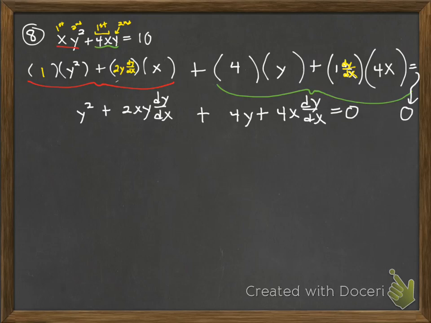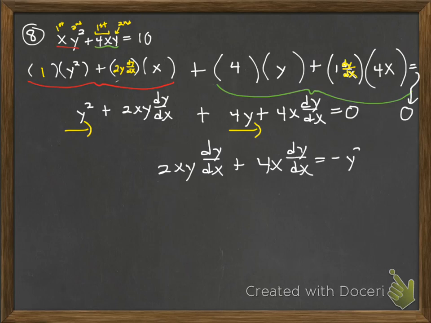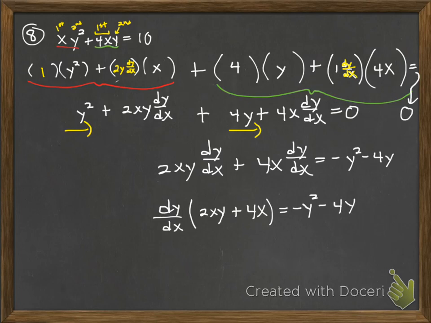Now I'm going to get the dy/dx terms on the left and everything else on the right by just subtracting away the two things that don't have dy/dx. So what I get then is this expression here equal to negative y squared minus 4y. Now I have to factor out on the left the dy/dx terms out front. That leaves behind 2xy plus 4x, and then the right hand unchanged. And then we're going to divide away the 2xy plus 4x to get dy/dx by itself. And the result is what we saw in the beginning.